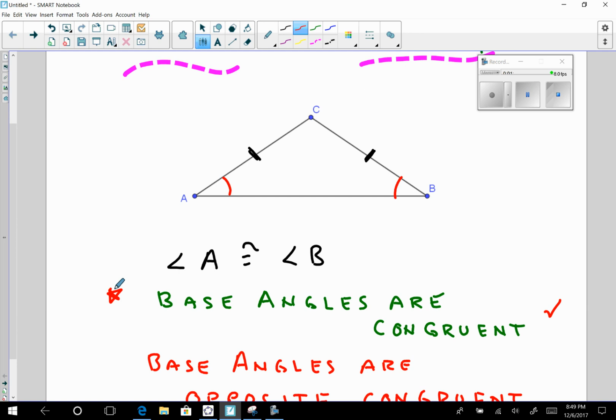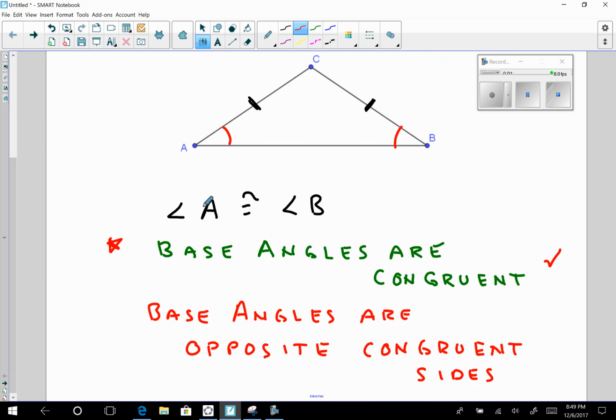By definition, an isosceles triangle is a triangle that has at least two sides congruent. The base angles are the angles opposite the congruent sides. So this is a base angle and this is a base angle because those angles are opposite the congruent sides.